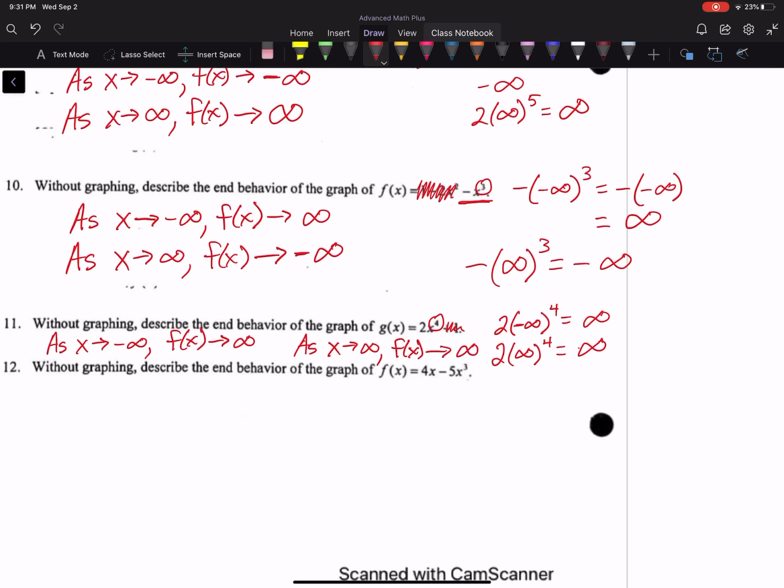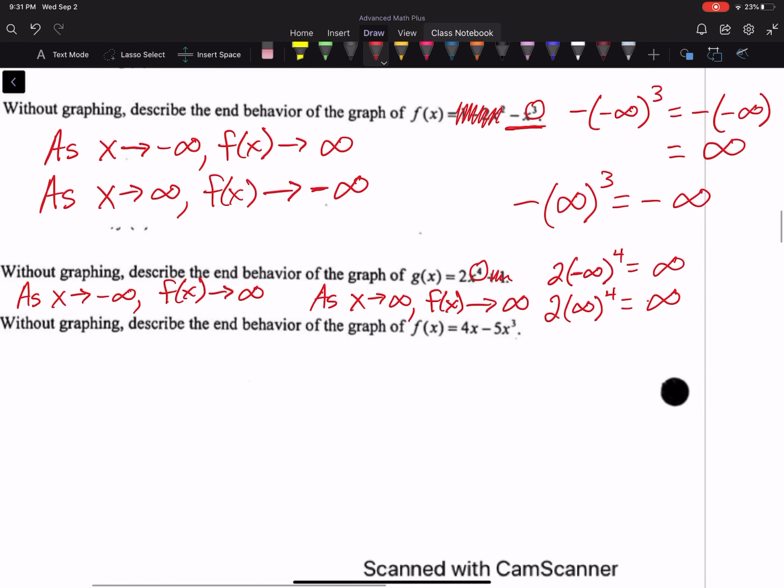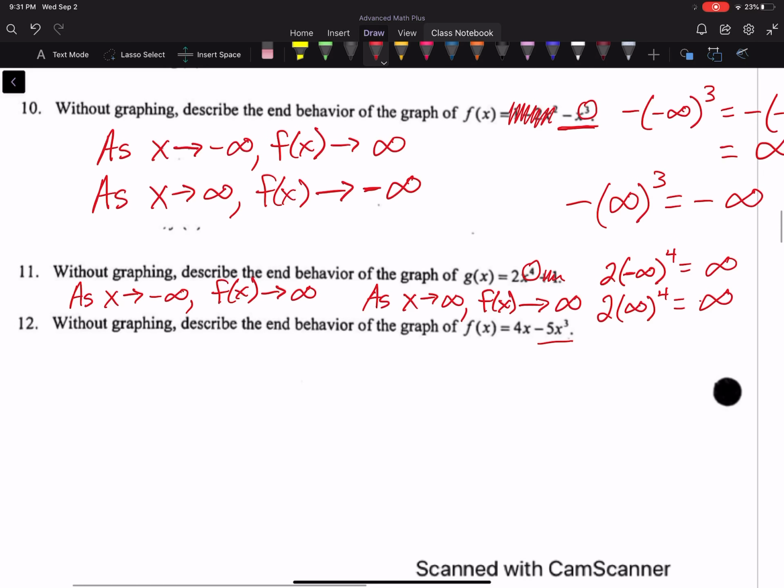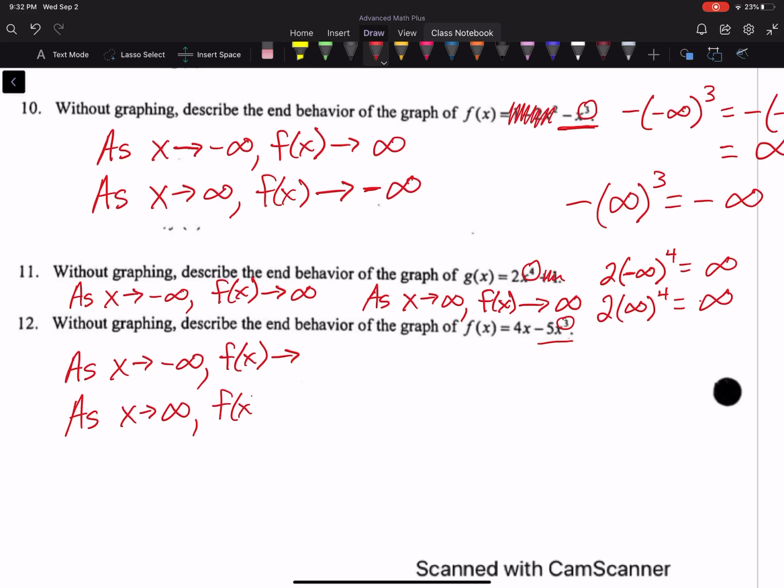Number 12, again, highest exponent is negative 5x to the 3rd, so it's an odd exponent. So they're going to be approaching opposite things. As x approaches negative infinity, f of x will approach something. As x approaches positive infinity, f of x will approach something else. We know they're going to be opposites. We just need to know which one's which. So again, don't worry about the 4x. Just concentrate on the one that's the biggest.